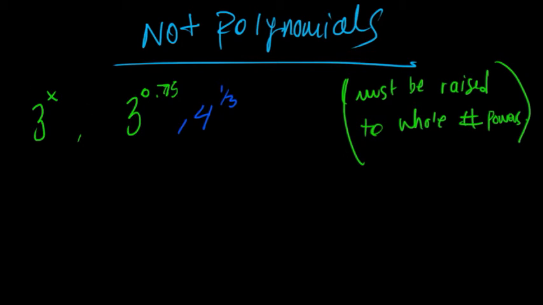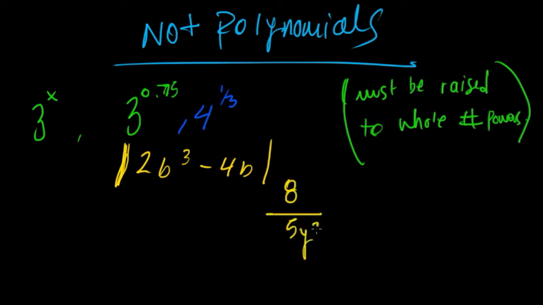Okay. Also, let's look at this here. If we have the absolute value of 2b cubed minus 4b, this is not a polynomial. Absolute value is not included in polynomials, okay? One major one that a lot of students mess up on is division. 8 over 5y squared is not a polynomial itself because it's division. There should be no division in polynomials.